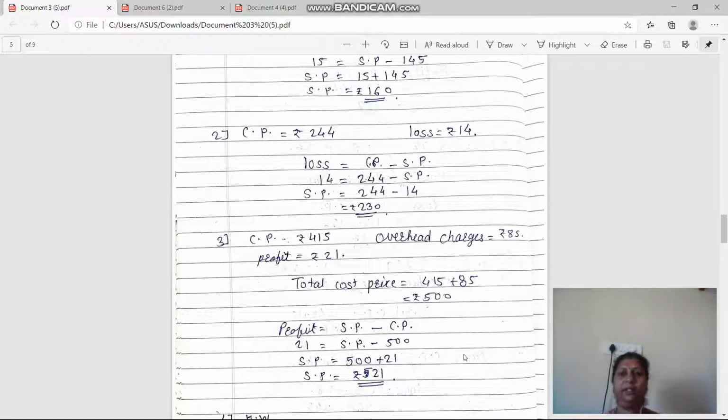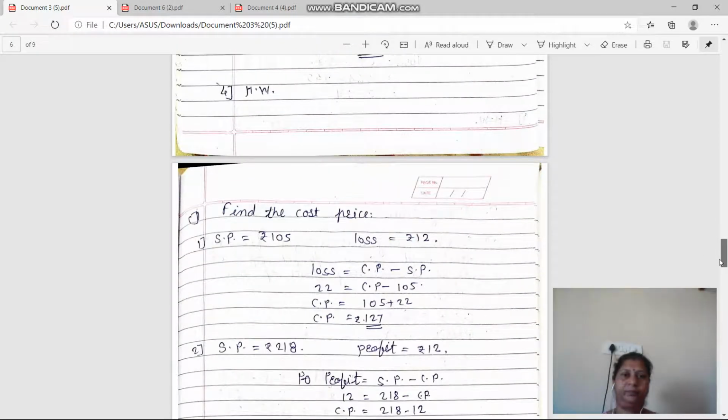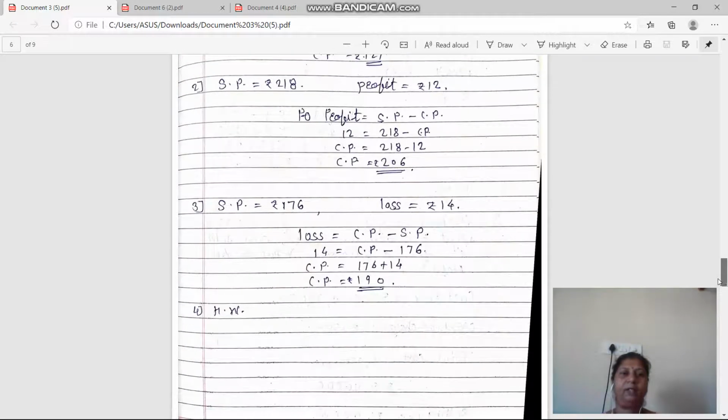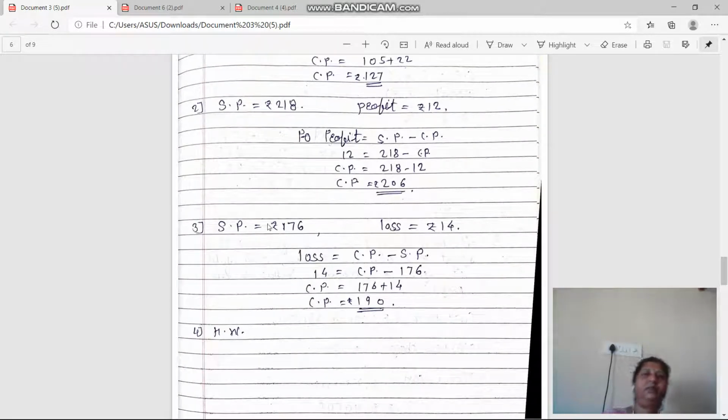Get it? Next thing. Find the cost price. Let's see the third one. Selling price is 176, loss is 14 rupees. Now what is the formula for loss? Loss is equal to cost price minus selling price. So loss is 14, cost price we don't know, selling price is 176. So cost price is equal to 176 plus 14, we get 190. Okay, next thing.